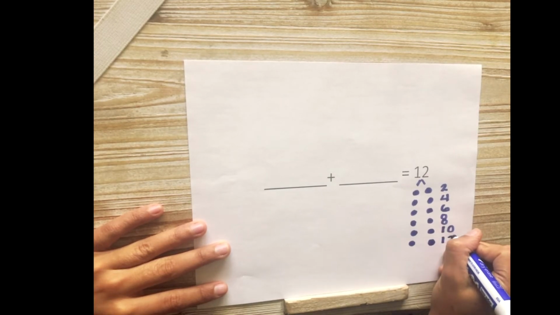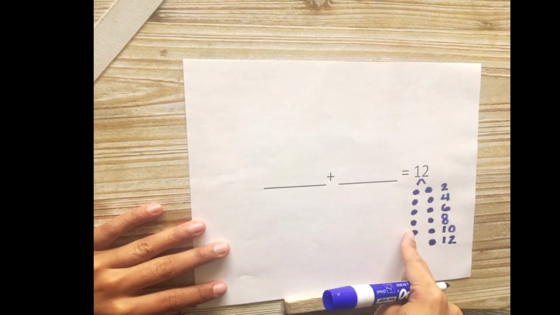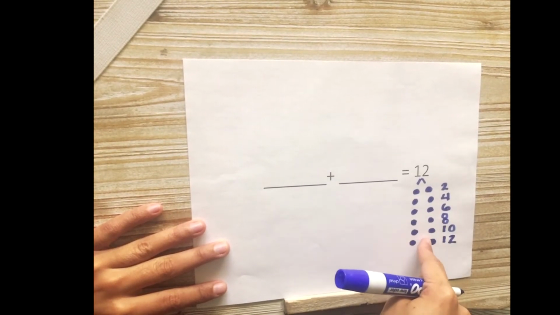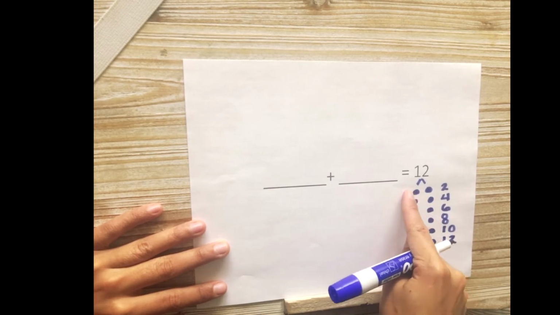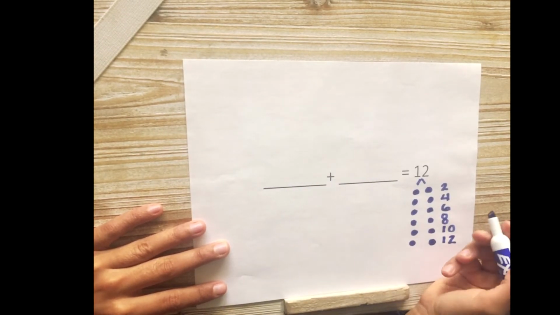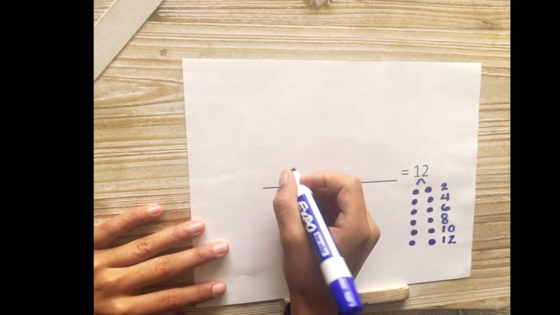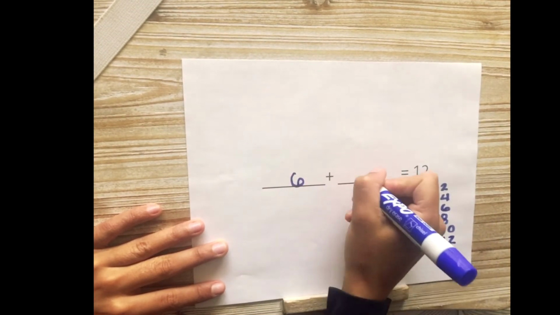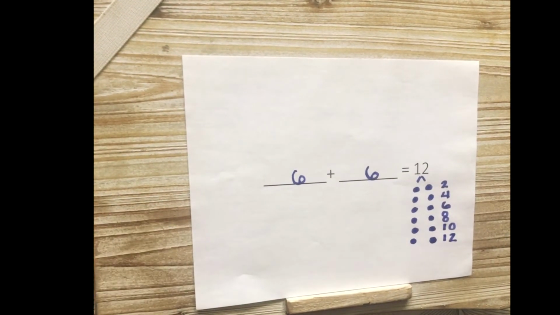I have 12. Now I'm going to go back and I'm going to count how many on each side. Remember, there has to be the same amount for it to be a double stack. So 1, 2, 3, 4, 5, 6. So I have 6 on one side, which means I have 6 on the other side. Go ahead and take a second to write that down.